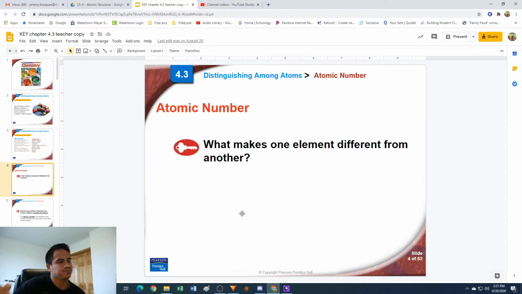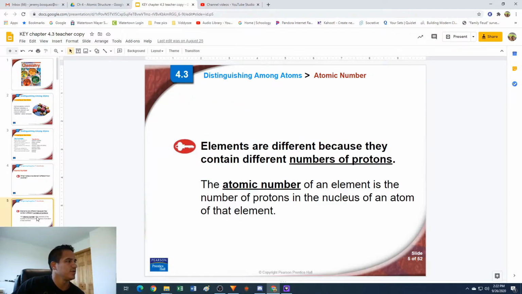So first off, we're going to talk about what makes one atom of one element different from another element. What's the difference between a gold atom and a copper atom? Each element is distinguishable based upon the number of protons they have in their nucleus. This is a very special term. We call this the atomic number. So this is what will make copper different from gold, different from carbon, different from oxygen: how many protons there are in the center of the atom.